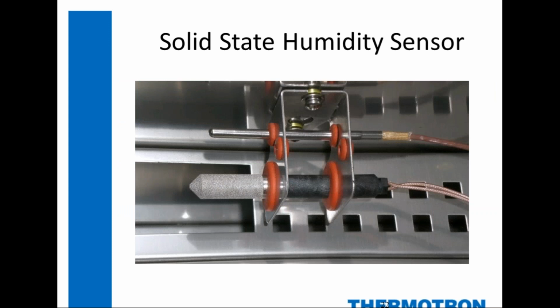The way we measure humidity in an environmental chamber is using a solid state capacitive sensor. So we read it with a sensor that feeds back to the controller, and then if the humidity level is too low, we turn on the vapor generator. If it's too high, we turn on the dehumidification system.